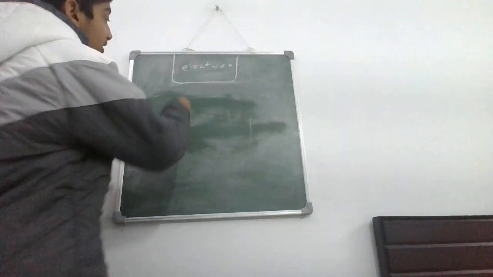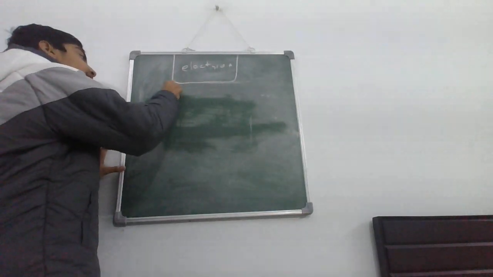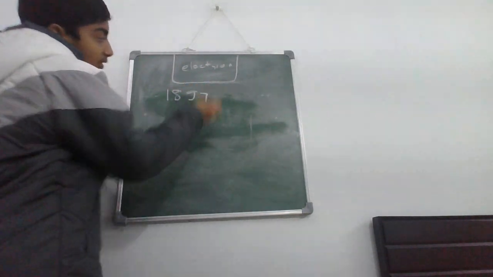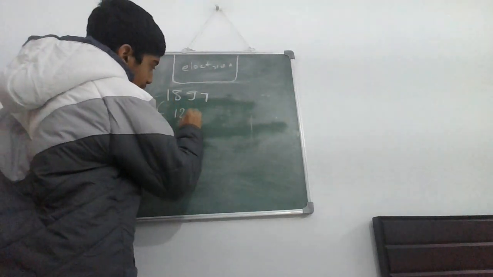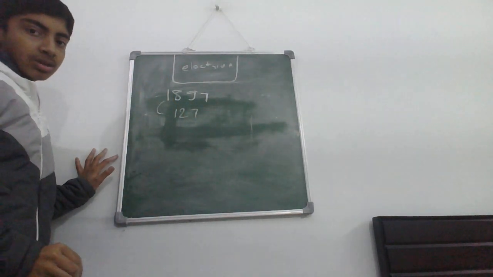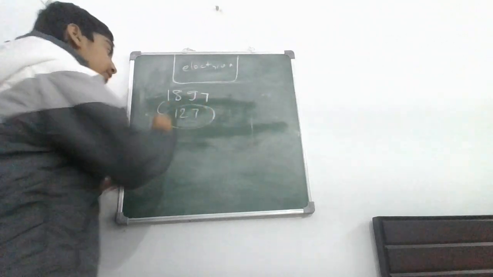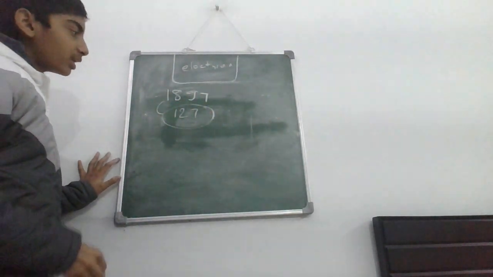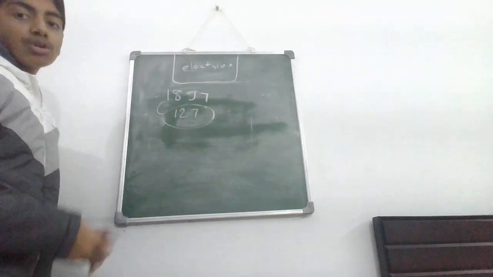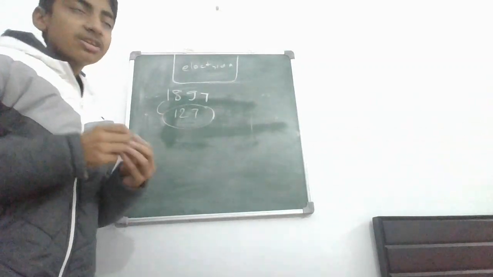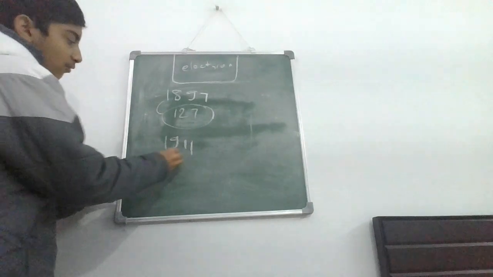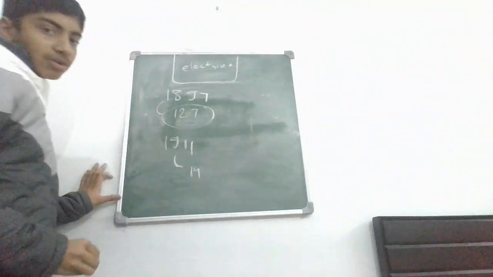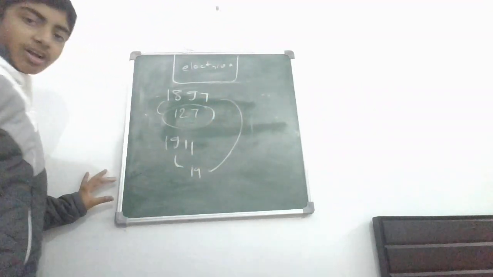J.J. Thomson discovered the electron in 1897. With the coming year 2024, it is around 127 years old. The discovery was made 127 years back. But now let's go to the proton. Proton was discovered by Ernest Rutherford in 1911, 14 years after the discovery of the electron.